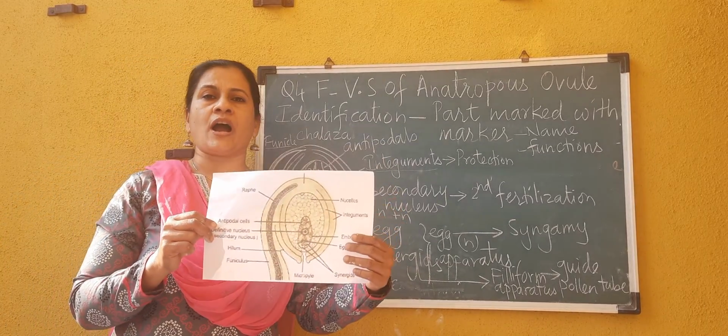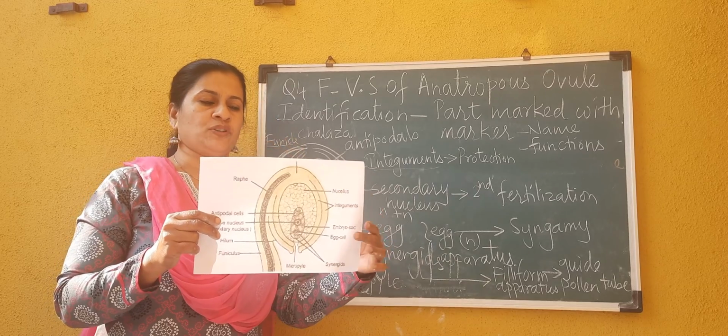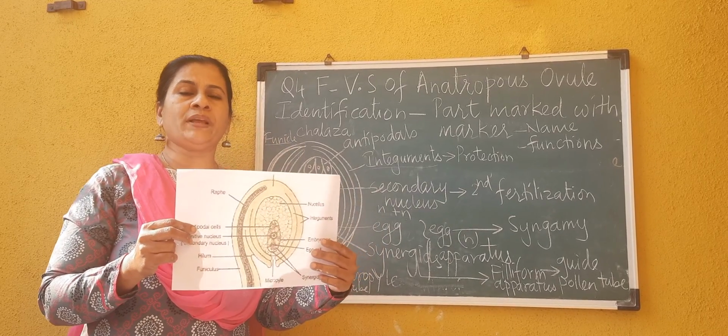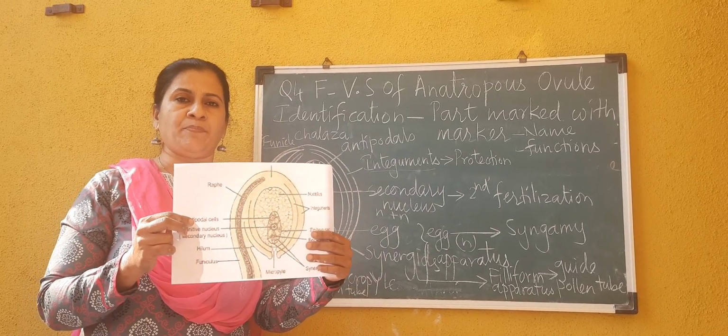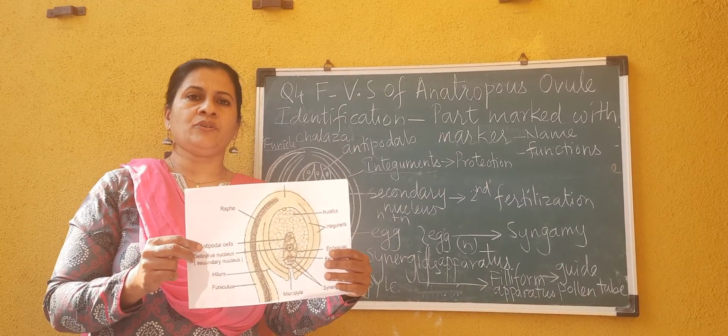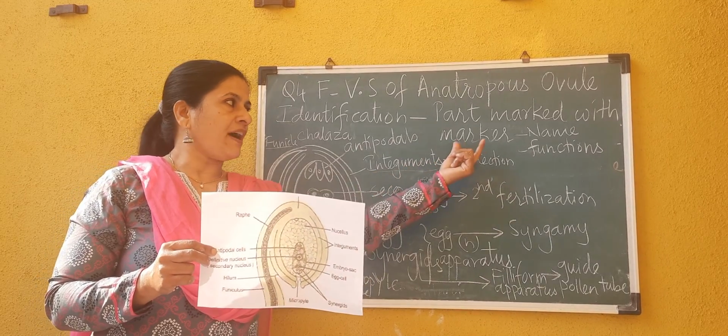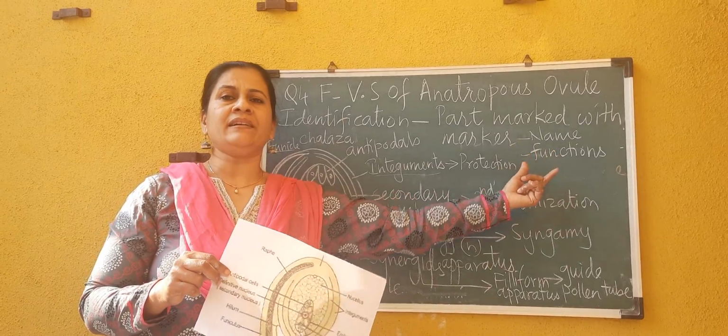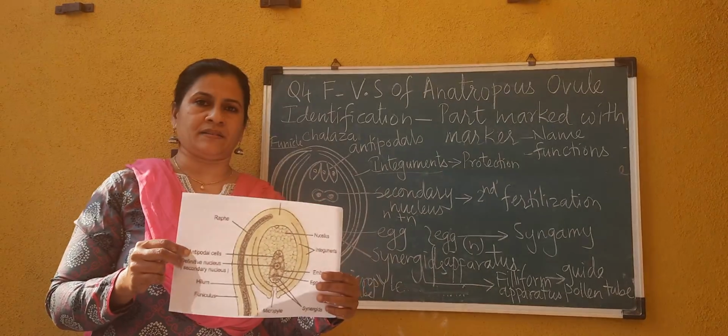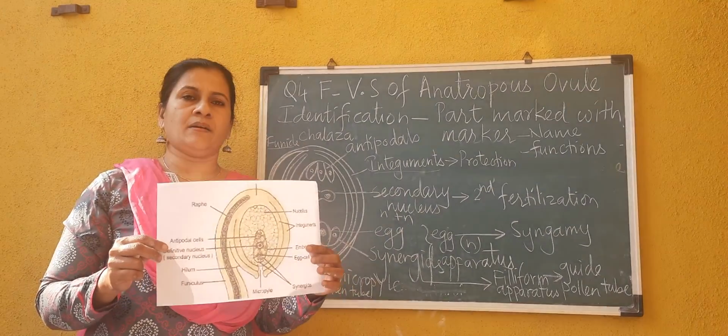So either this chart or model of Anatropous ovule will be displayed with a marker pointing at any point of the ovule. You have to identify the part, name the part and give functions of that part. Okay, that is what the practical is about.